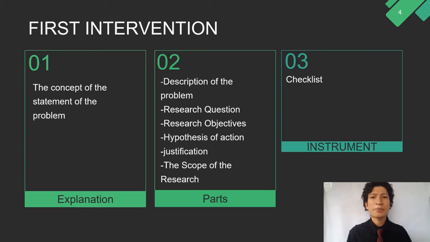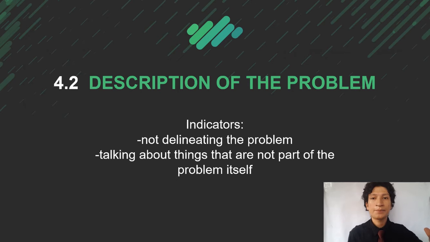In the first intervention, the researchers provided an explanation about the concept of the statement of the problem. They also provided all the parts that are encompassed in the statement of the problem, which are description of the problem, research question, research objectives, hypothesis, justification, and the scope of investigation. Also, they applied an instrument, which is the checklist.